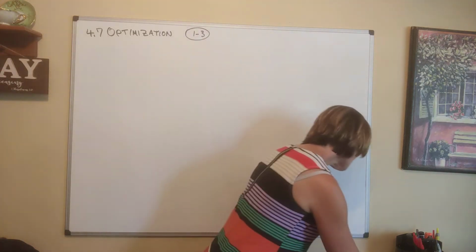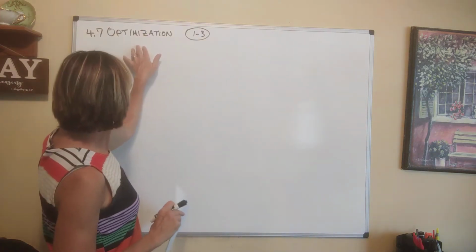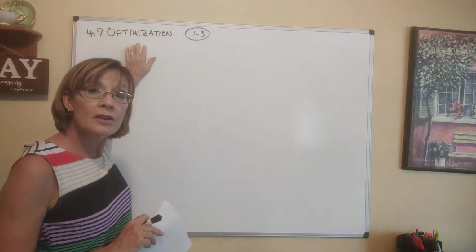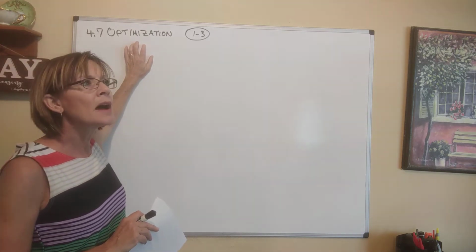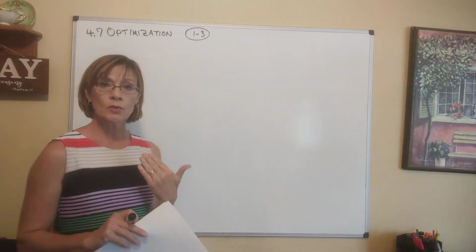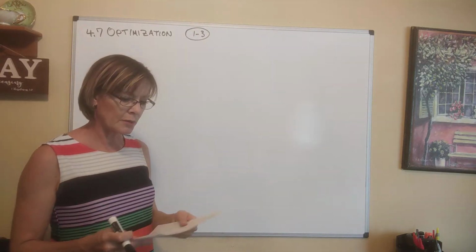So optimal values means we're going to maximize or minimize something. Often we maximize a volume or an area, or we minimize a surface area or minimize cost. Given the situation, we're going to optimize it, make it biggest or smallest according to what we need to do.